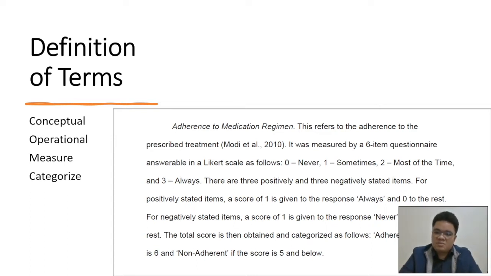Now, you might be thinking, what are the terms that I need to define in my definition of terms? Basically, it will be the variables under study and then any term in your study that needs to be technically defined because it could not be easily understood by the reader and the prospect consumers of your research. For example, in the study factors associated with the quality of life among children with epilepsy, the term adherence to medical regimen or medication regimen is defined.